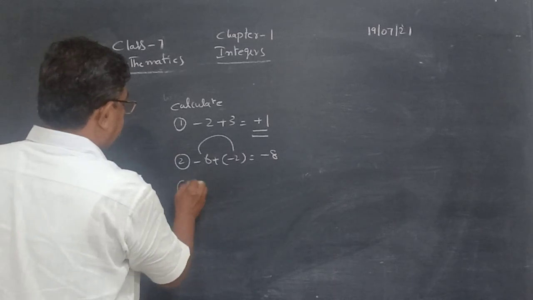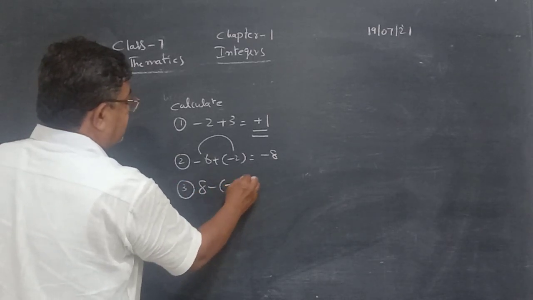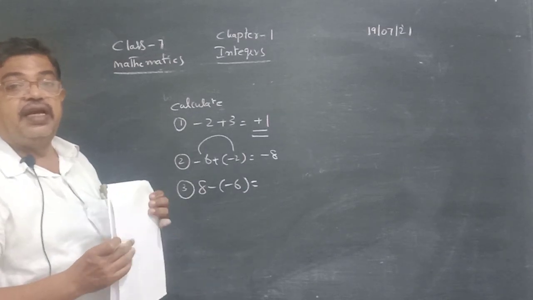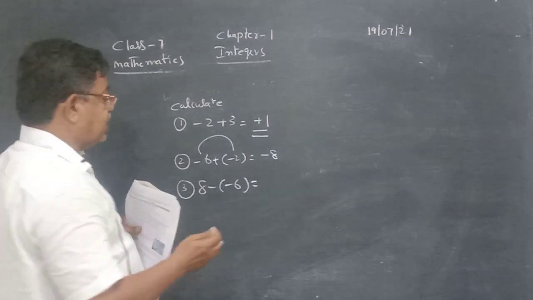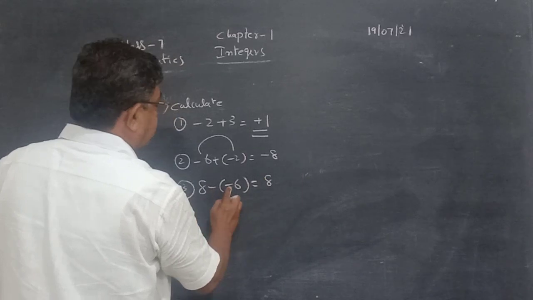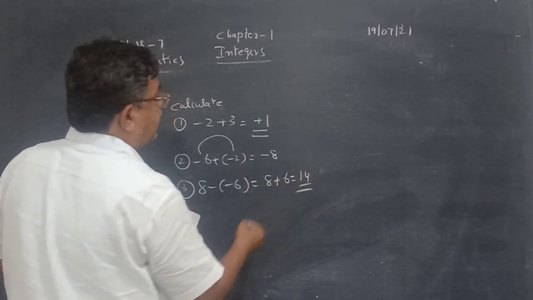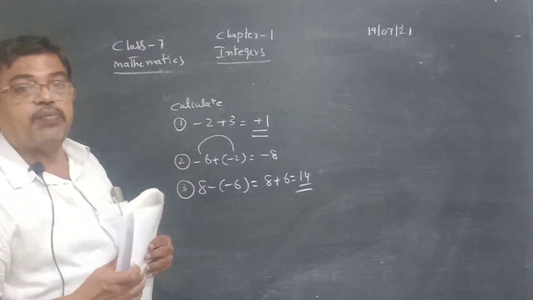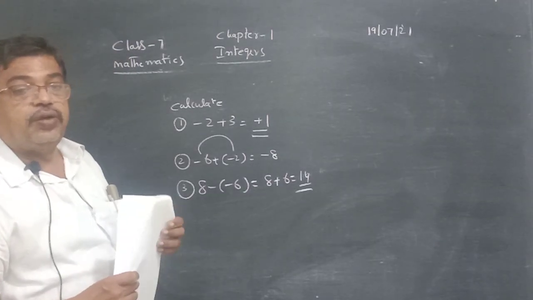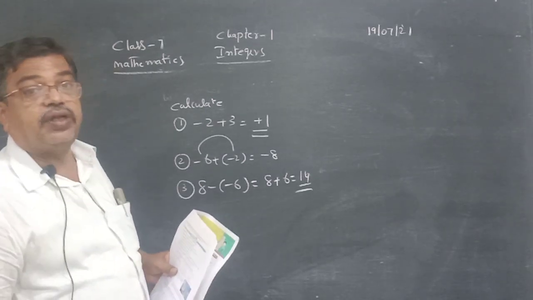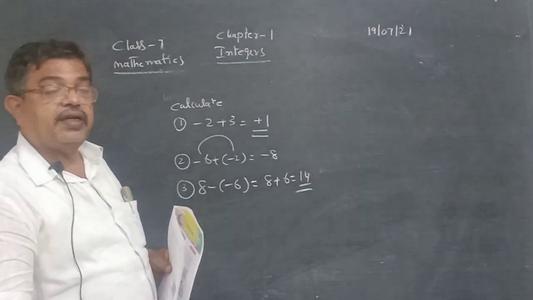8 minus of minus 6. We learned that also. Minus of minus. In integers, minus of minus becomes plus. 8 minus of minus 6 is 8 plus 6, and the value equal to 14. Like this, you have some problems in the review exercise. You can practice them. I am just giving you the idea how the new textbook is given.